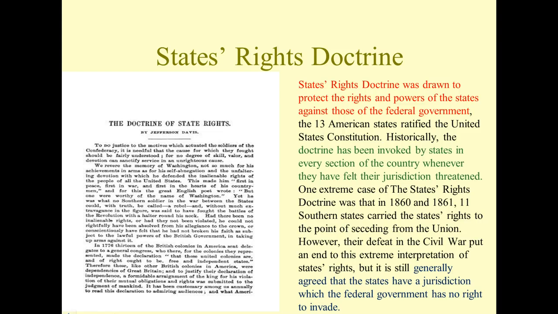One extreme case you see down here is the states' rights doctrine in 1860 and 61. Eleven southern states carried states' rights to the point of seceding from the Union. This, again, started our Civil War. But it's generally agreed that states have a jurisdiction which the federal government has no right to invade.